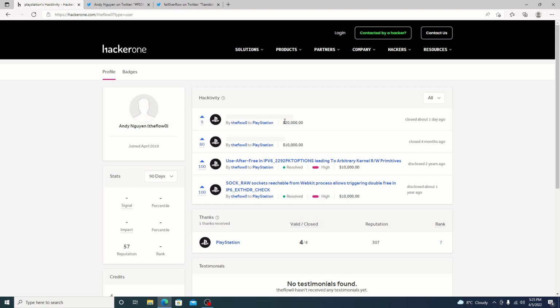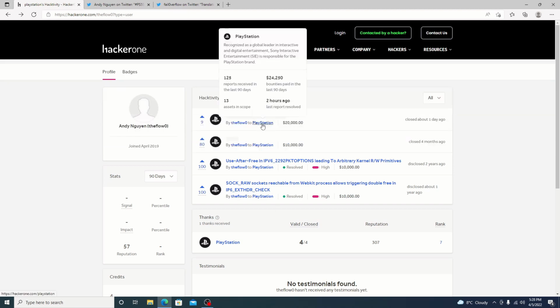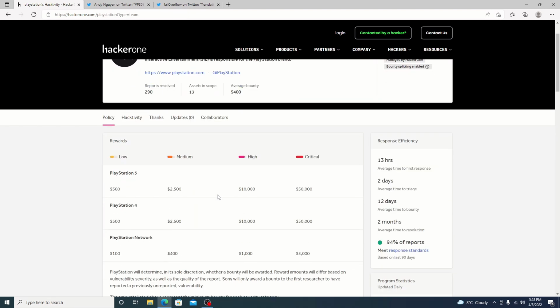And $20,000 is still on the low side. Personally, the PlayStation 5 is new. It's only been out maybe a year now, so it's worth a little more than $10,000. If we click on PlayStation here, we can bring up the reward chart. You can see with PlayStation 5, high is 10,000 and critical is 50,000. It's the same for the PS4 as well. I'm thinking a jailbreak would be around 10,000, but being the PS5, you would think they would give a little bit more. 20,000 is still on the low side, maybe 30,000, 40,000. I don't think it would be critical. I don't think it's worth 50.